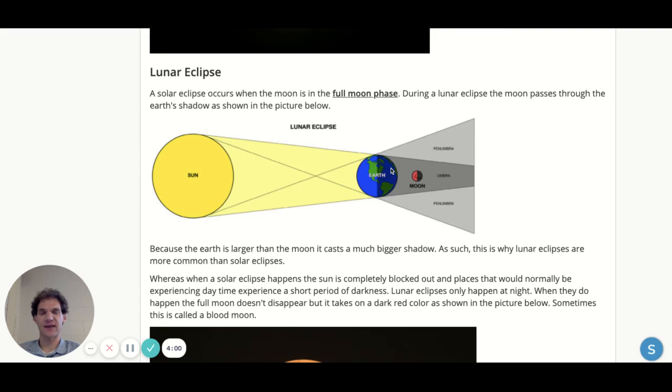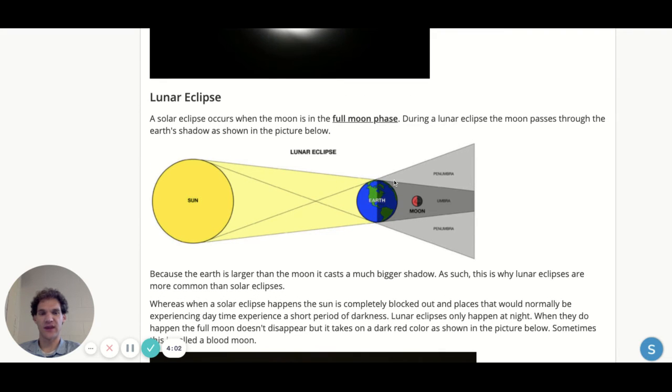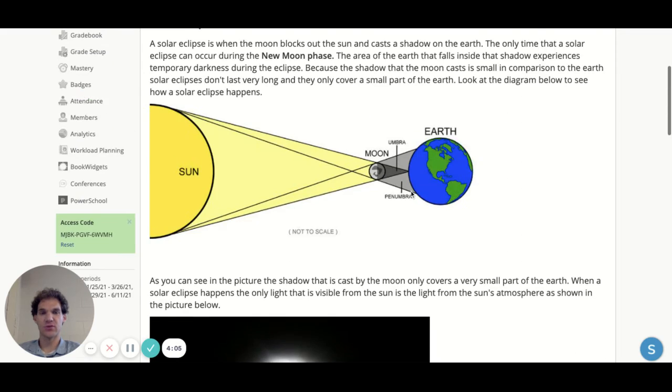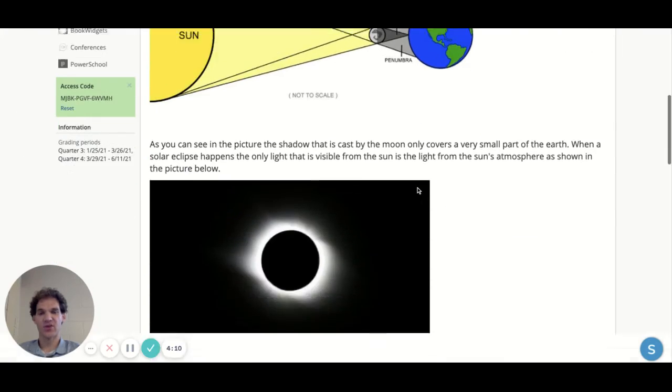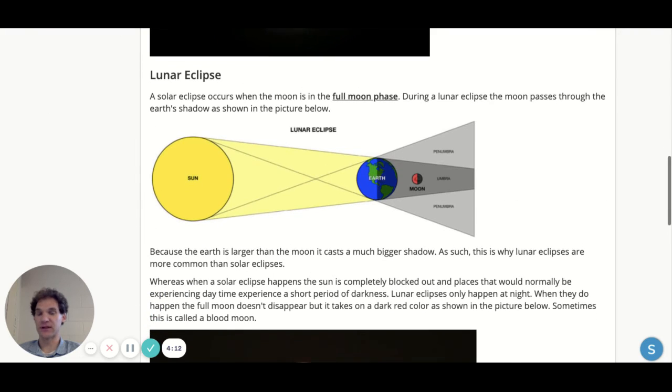Let's compare the sizes of the shadows here. The Earth's shadow is pretty big. The moon fits in there plenty. The moon's shadow is pretty small. It barely touches the Earth. As a result, lunar eclipses are much more common than solar eclipses because the Earth has a much larger shadow. There might be a question about that in the quick check.